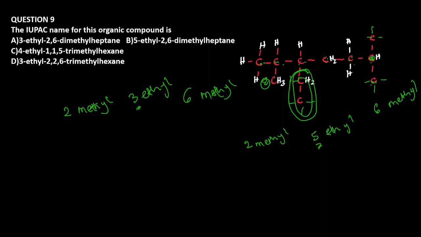So now we've identified the substituents, and the parent chain has to be heptane. 1, 2, 3, 4, 5, 6, 7. So heptane. Not only that, now let's arrange it. E comes before M. So we have 3-ethyl, 2,6-dimethyl, because there are 2 methyl groups here. So 2,6-dimethylheptane. As simple as that. Option A is correct. Now to the final question.